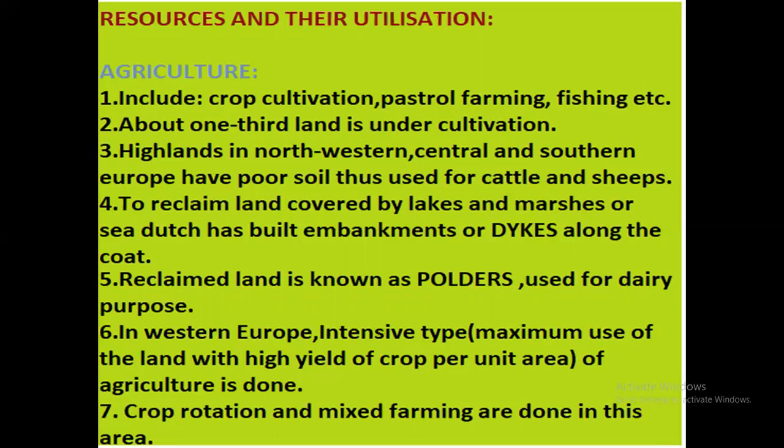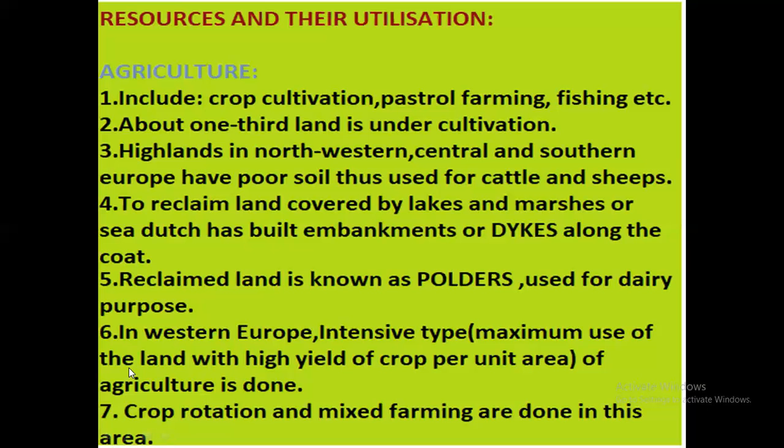Fifth point, polders. Polders are used for dairy purposes. What purposes? Dairy purposes. This is what is to be kept in mind when we are talking about resources and utilization. The reclaimed land, which was initially brought into use by Dutch people by building embankments and dikes, is called polders and is used for dairy purposes.